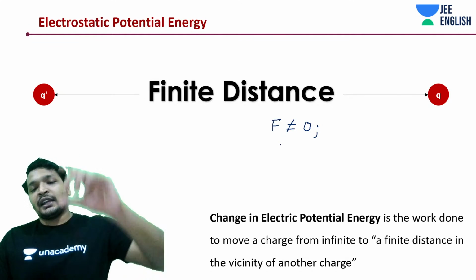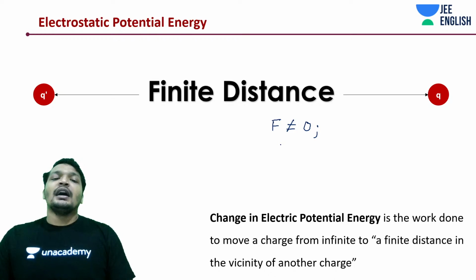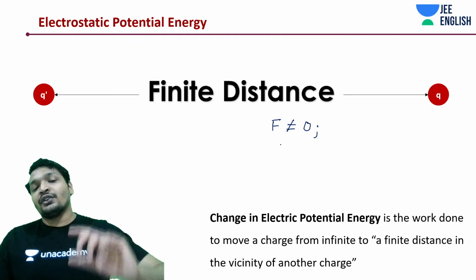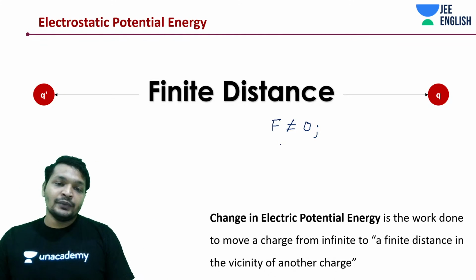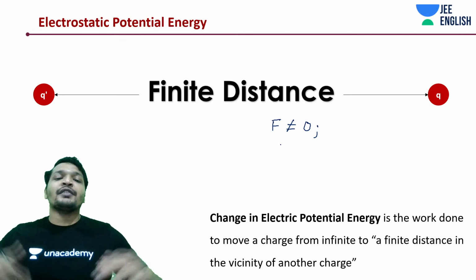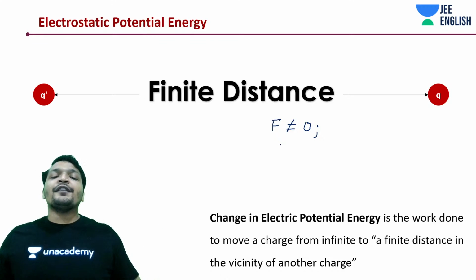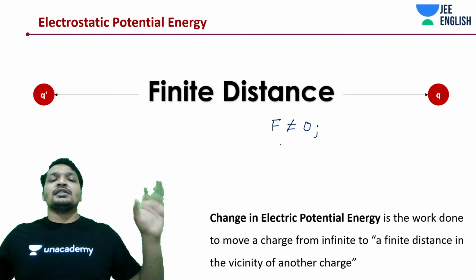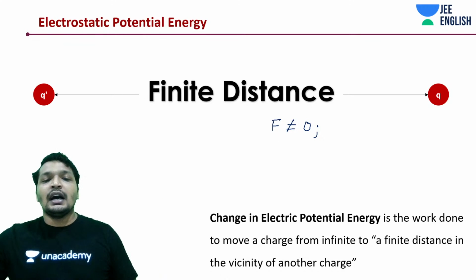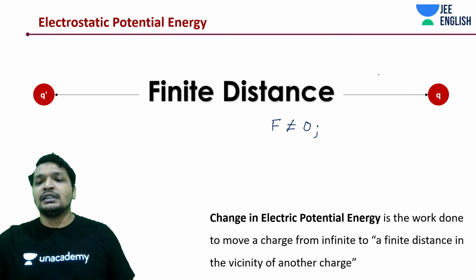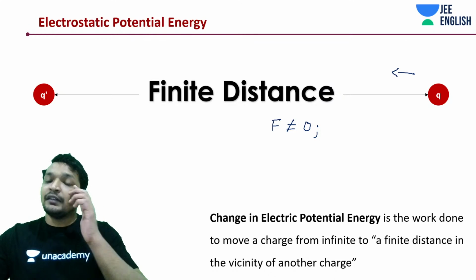The reason being, we are trying to interpret it as moving from a zero distance to a finite distance. Rather, it should be from an infinite distance to a finite distance. So if you move it from an infinite distance, these two charges are kept at infinite distance, and let's say one of the charges, in this case q, has been moved to a finite distance from that infinite distance.